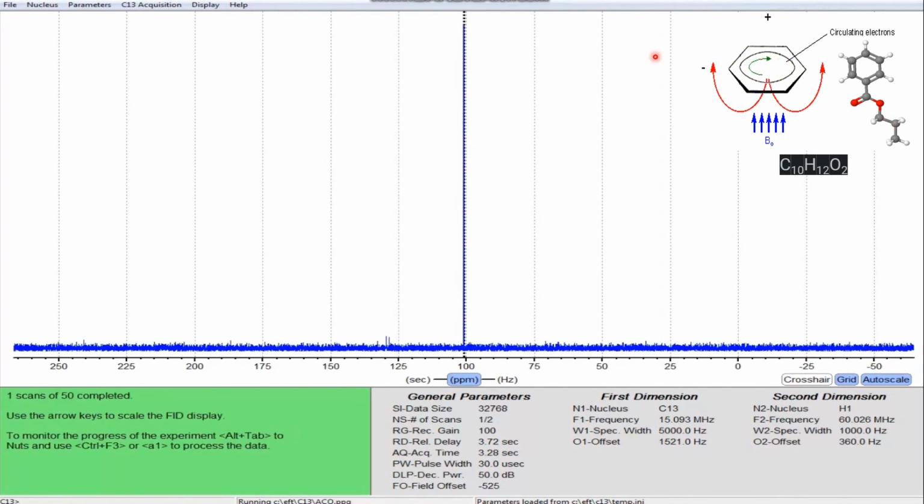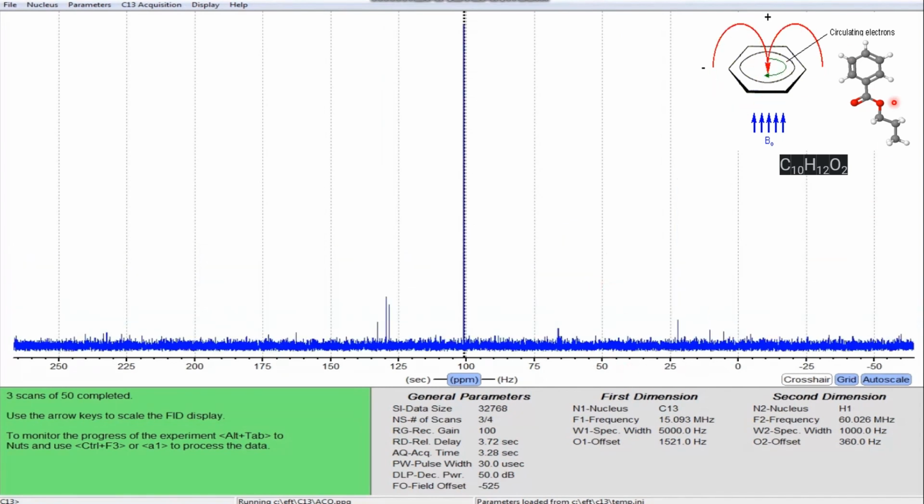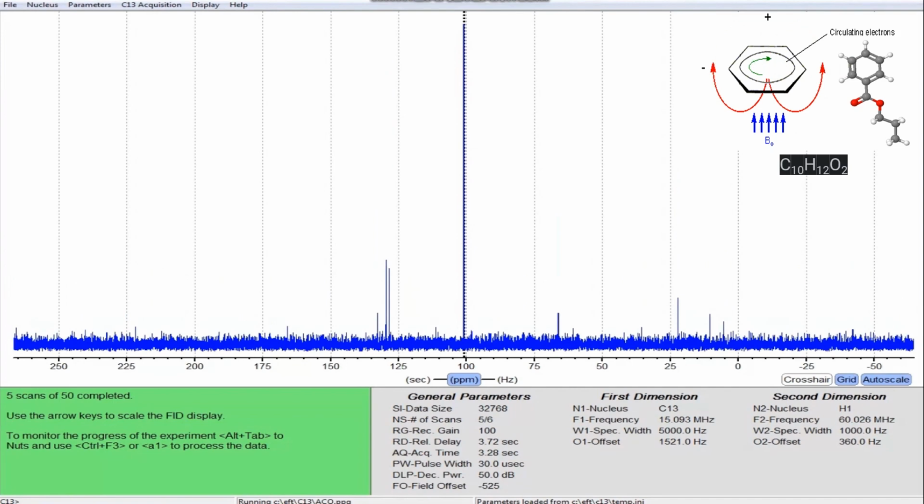Now, the low abundance also gives rise to a lower gyromagnetic ratio for carbon-13. That's also affecting the signal-to-noise ratio that we see here. There's a lot more noise that we're observing from the other surrounding elements. However, if we average more and more scans, we can see the effective contribution of each carbon atom. Now, this is due to an effect called spin coupling.